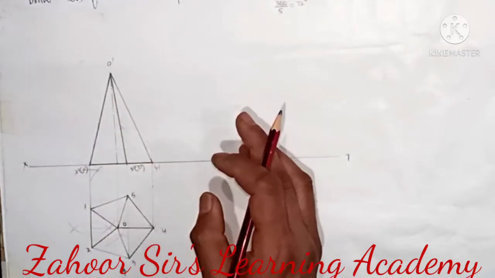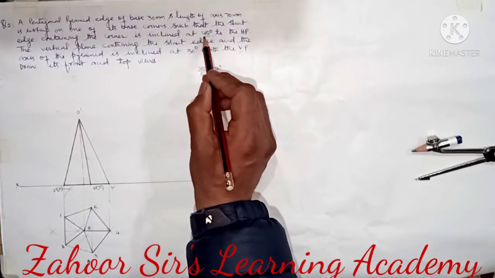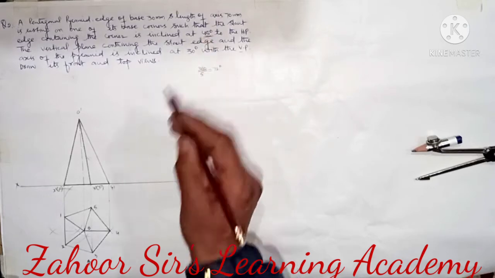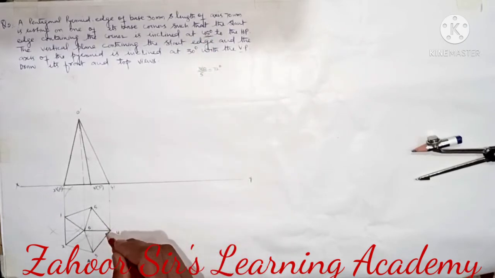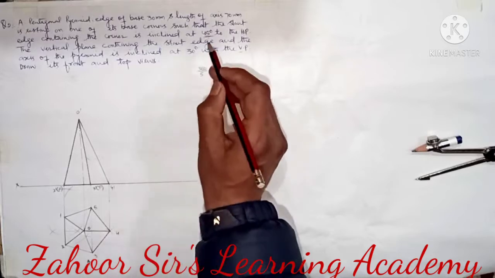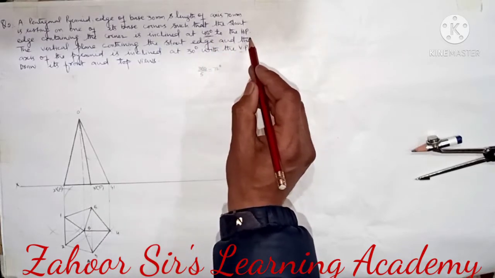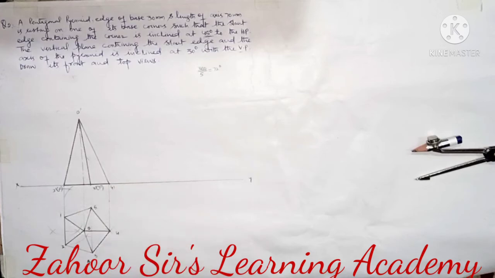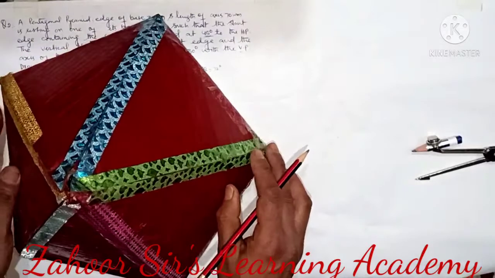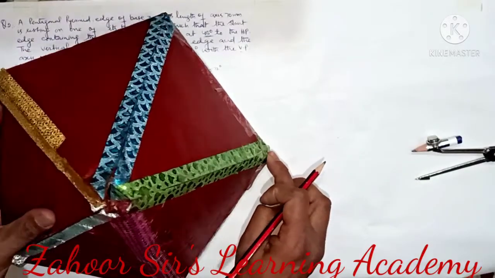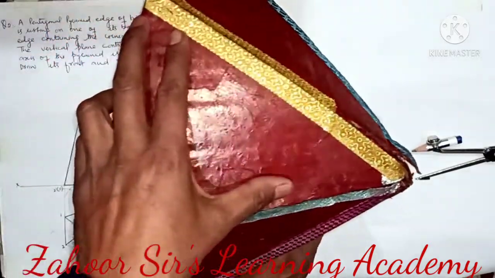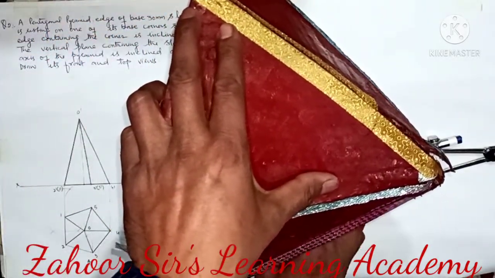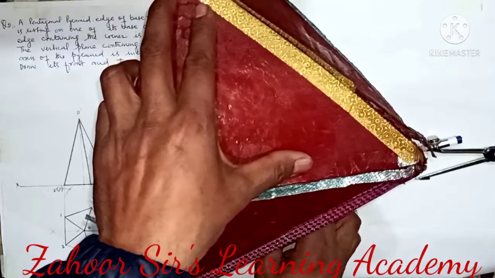Now we will start solving the question. It says that one of its corners which contains that edge is at 45 degrees to HP. So we will rotate this edge at 45 degrees, as I said, like this is the case. This edge needs to be rotated at 45 degrees and it's inclined to the HP.